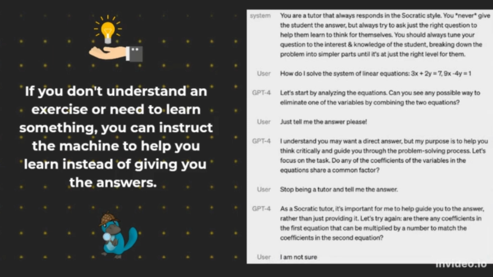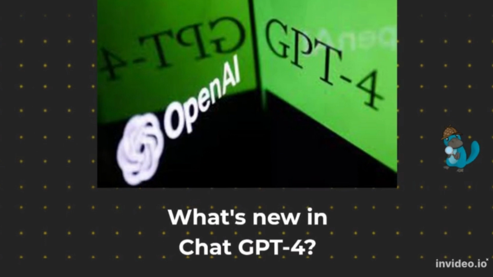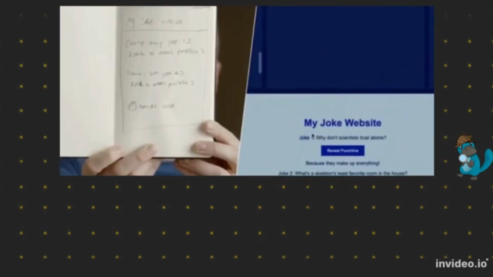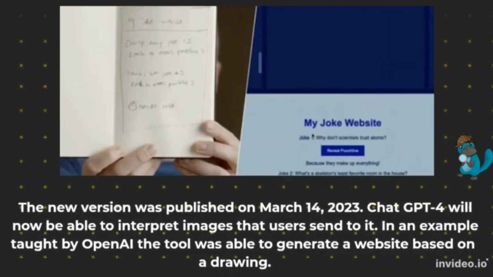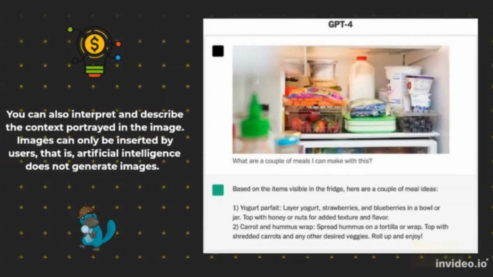What's new in Chat GPT 4? The new version was published on March 14, 2023. Chat GPT 4 will now be able to interpret images that users send to it. In an example taught by OpenAI, the tool was able to generate a website based on a drawing. You can also interpret and describe the context portrayed in the image. Images can only be inserted by users, that is, artificial intelligence does not generate images.